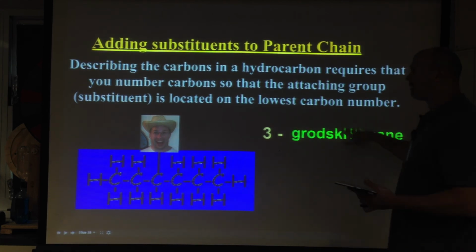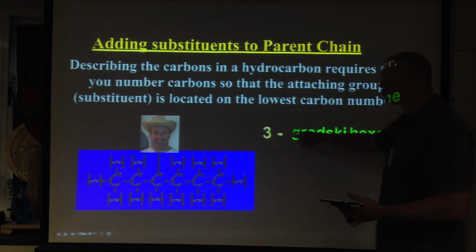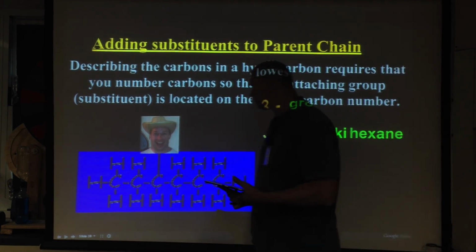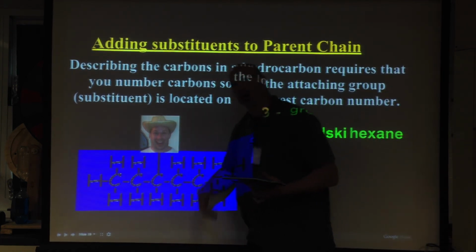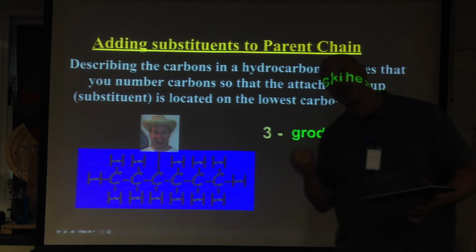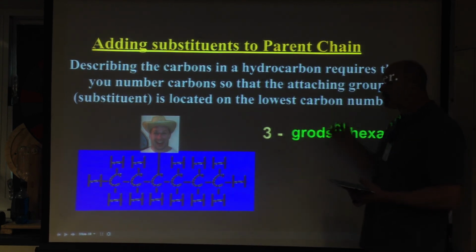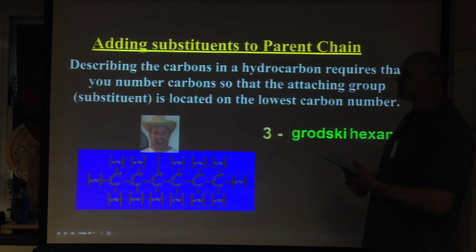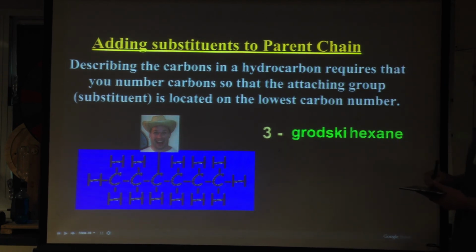And the name describes the structure. It's important because if the Grodsky was on the second carbon or the first carbon, the structure would be different and the properties would be different. Remember, the names are very important because structure is king. It's based on the name. So let's continue.